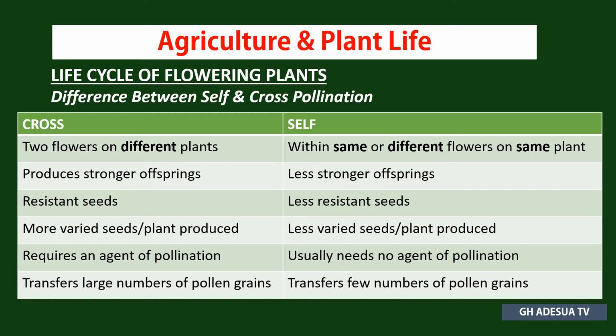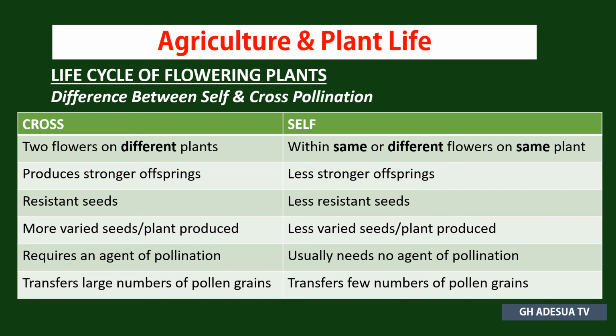Now we're talking about the fourth point here. It says for cross, it has more varied seeds, and that is true, just like the second point showed. There are more varied seeds or plants produced. But with self-pollination, there are less varied seeds or plants produced. So cross-pollination has varied seeds, whereas the other has less varied.